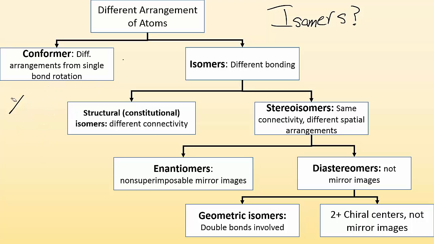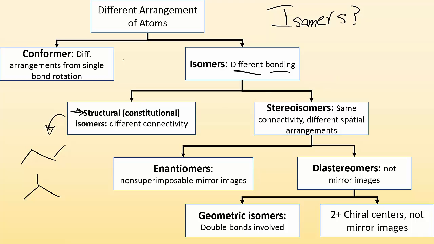All right. So now let's talk about isomers, where we actually have different bonding. So there can be different kinds of isomers. One is the structural or constitutional isomer, where you have different connectivity. So that's like if I had butane and then I went, hey, now instead of that I got methyl propane. This would be an example of a structural isomer. We actually change the bonding, right?